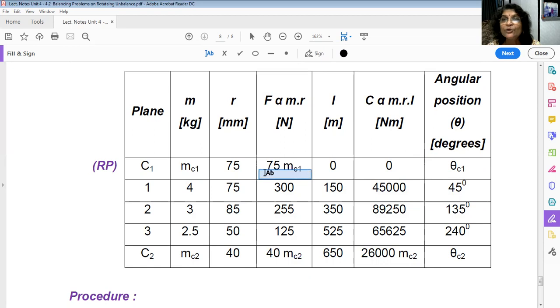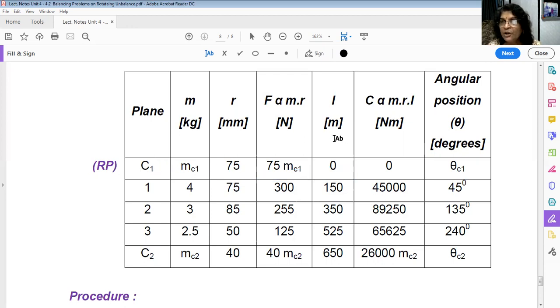Okay, so as far as possible, second rule is that you have to take the reference plane on left hand side. Okay, why on left hand side? That will eliminate the negative couples. Okay, I will tell you how to consider the sign of the negative couple or positive couple. Okay, so here I have taken the reference plane at C1.